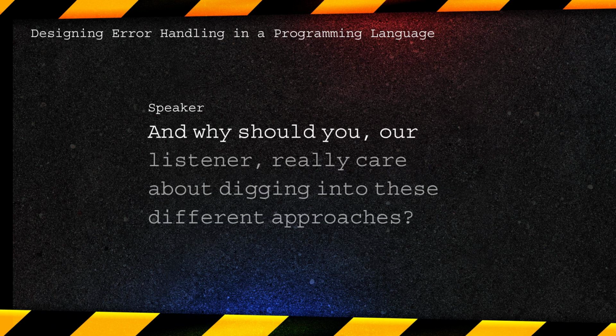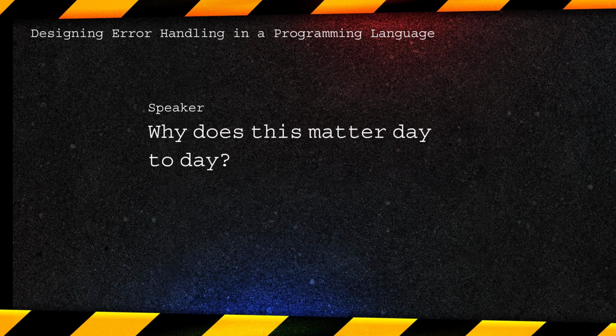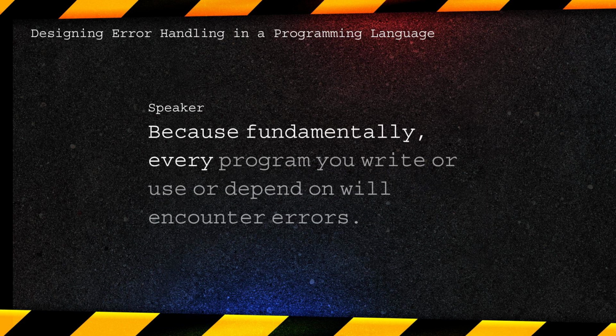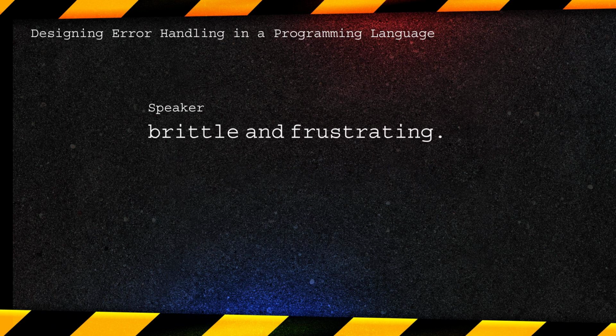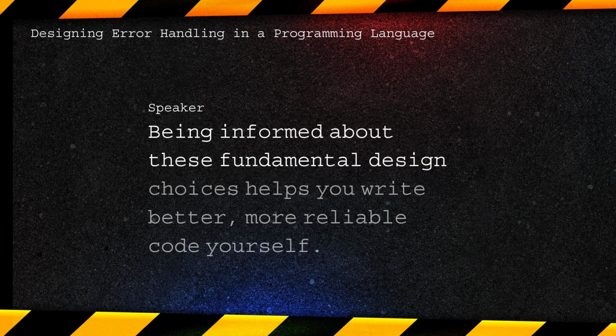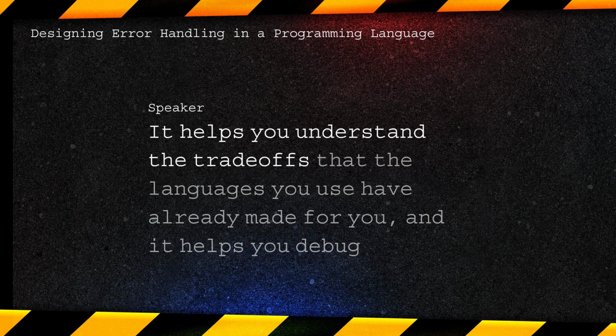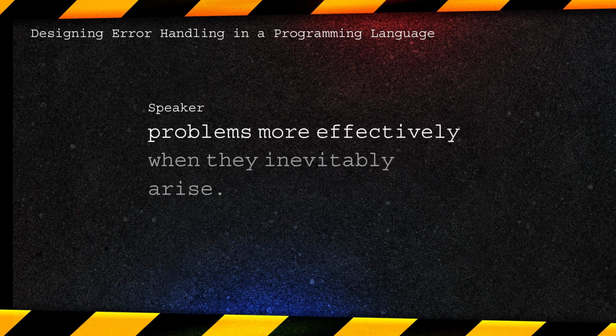And why should you, our listener, really care about digging into these different approaches? Why does this matter day to day? Because, fundamentally, every program you write or use or depend on will encounter errors. It's inevitable. How gracefully and reliably it handles those errors determines whether it's robust and trustworthy or brittle and frustrating. Being informed about these fundamental design choices helps you write better, more reliable code yourself. It helps you understand the trade-offs that the languages you use have already made for you. And it helps you debug problems more effectively when they, inevitably, arise.